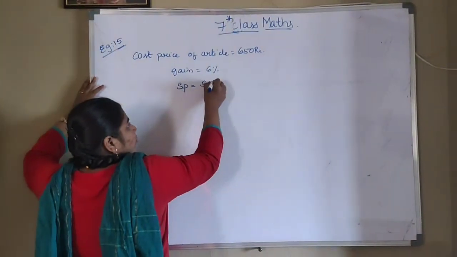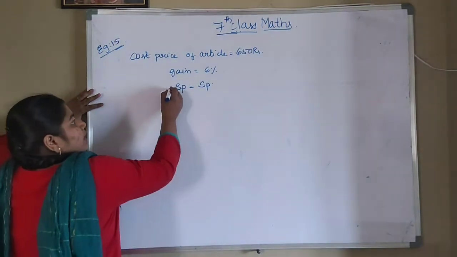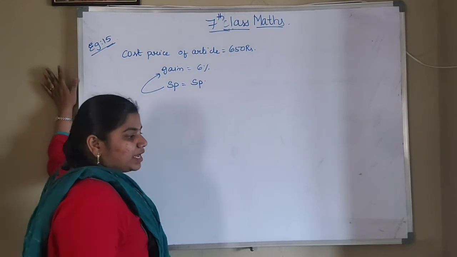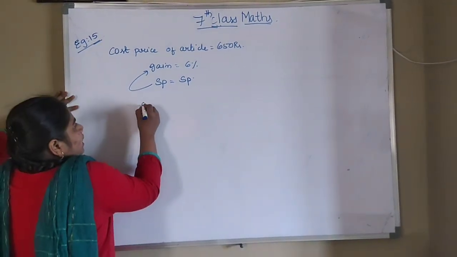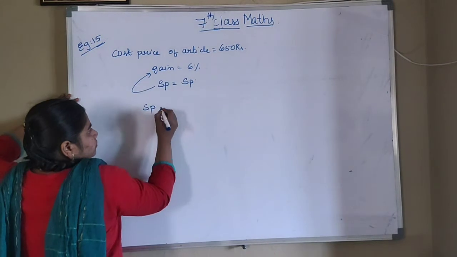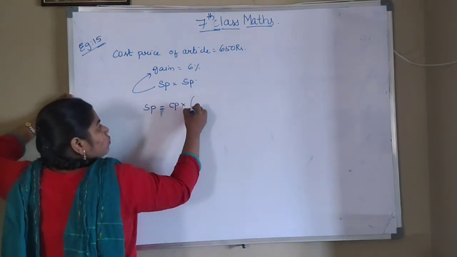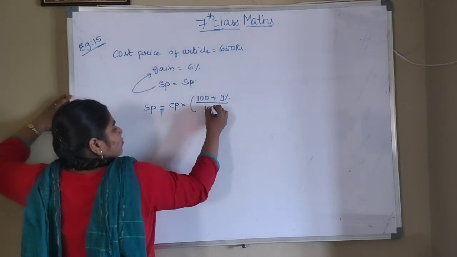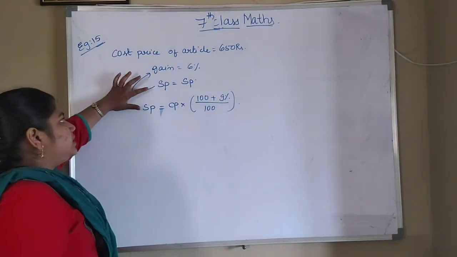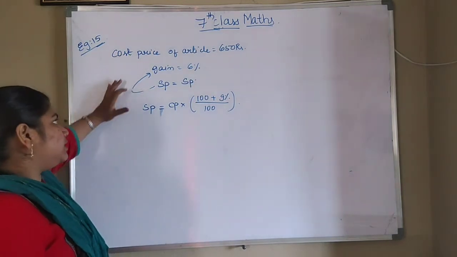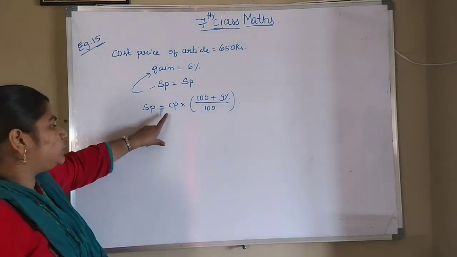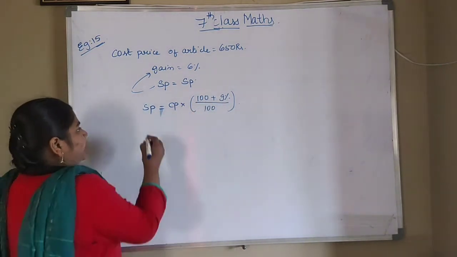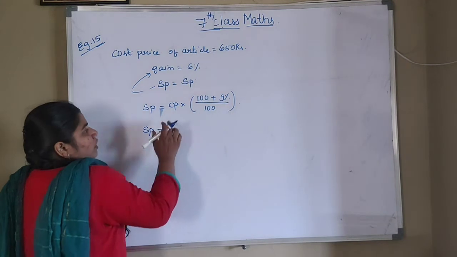So which formula will we use? We have to find the selling price in terms of gain. What is the formula for selling price in terms of gain? SP is equal to CP into (100 plus gain percentage) by 100. So this is the formula for selling price in terms of gain. So SP is equal to, what is the CP value?